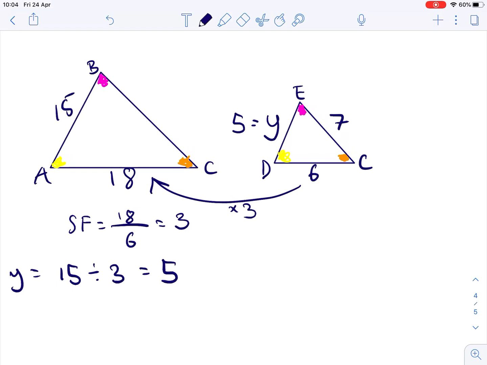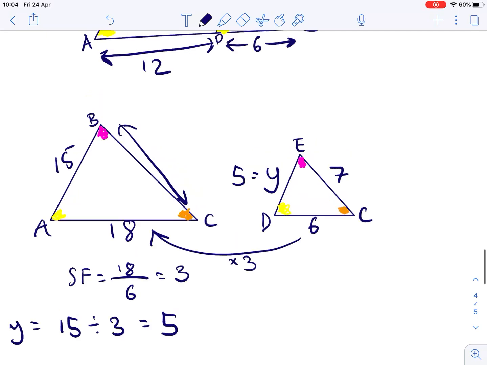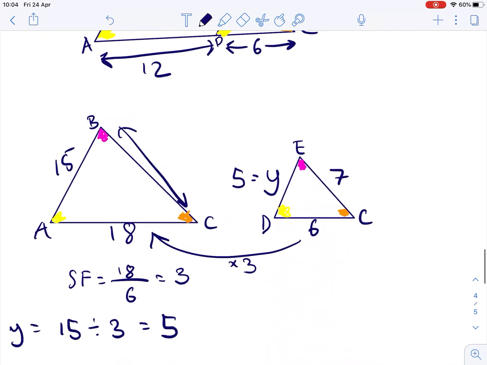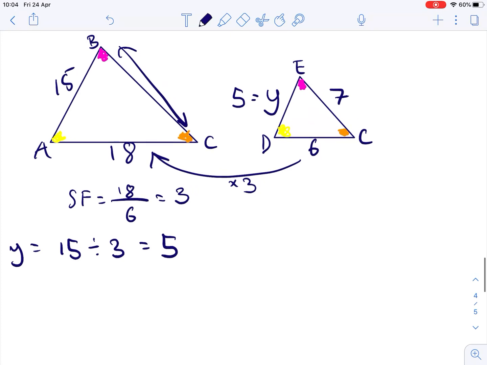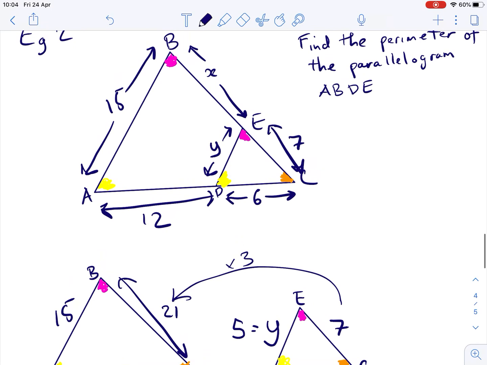Now we can also work out this length here, the whole length, which isn't x, but it might help us work out x. I can do 7 times 3, which is 21. So we know that that length's 21, and we can now use that to work out x. If I know the whole length is 21, and I've got a length of 7 here, 21 minus 7 is 14, so this length has to be 14.